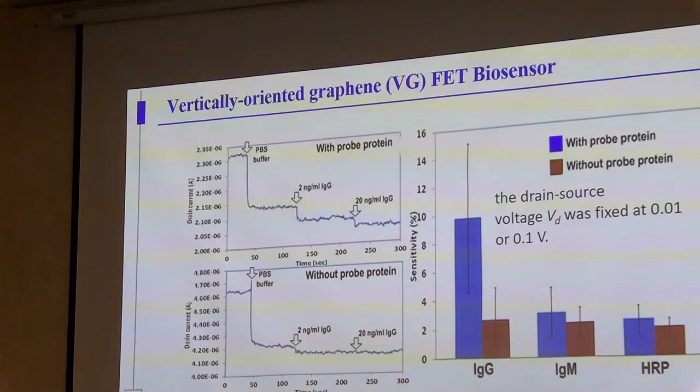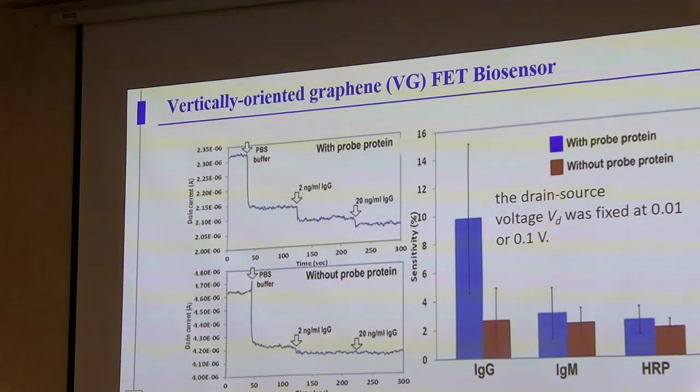And here you see with probe protein and without probe protein. Here we don't have those gold nanoparticles, but in this case we do have. So here we have IgG, and we see a signal, and at 20 nanogram per ml, again we see the signal. And this is giving you the result with protein probe or without. So it's very selective when you have this probe protein for IgG.